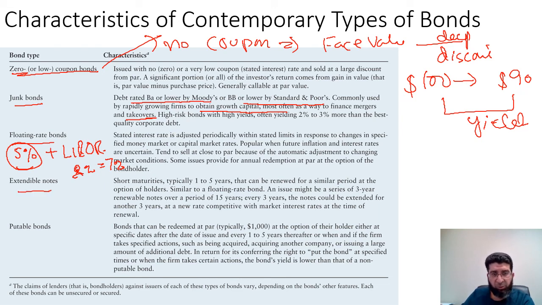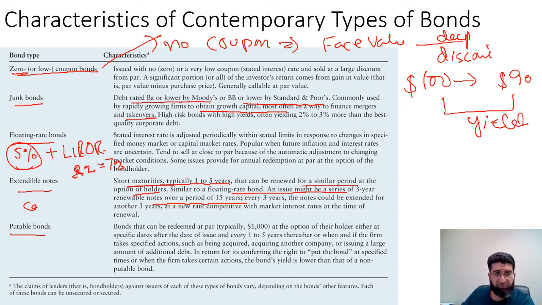There are extendable notes. These are short-term maturities, typically 1 to 5 years long, that can be renewed for a similar period at the option of the holders. Similar to a floating rate bond, an issue might be a series of 3-year renewable notes over a period of 15 years, and so on. They can be renewed.